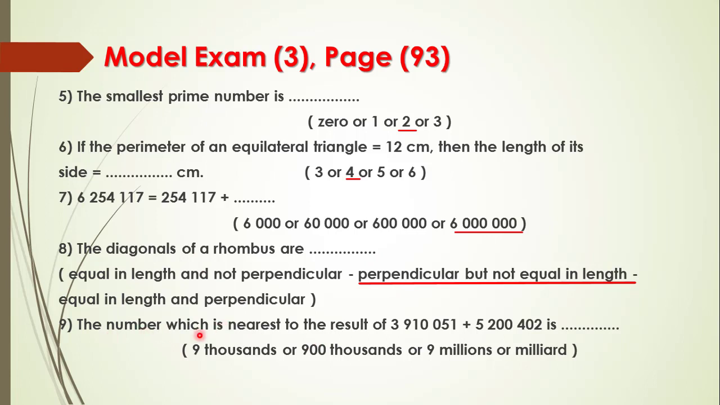Number 9, the number which is nearest to the result of this addition problem. Which one? We have here approximately 4 million and here 5 million. So 4 plus 5 is 9 million.